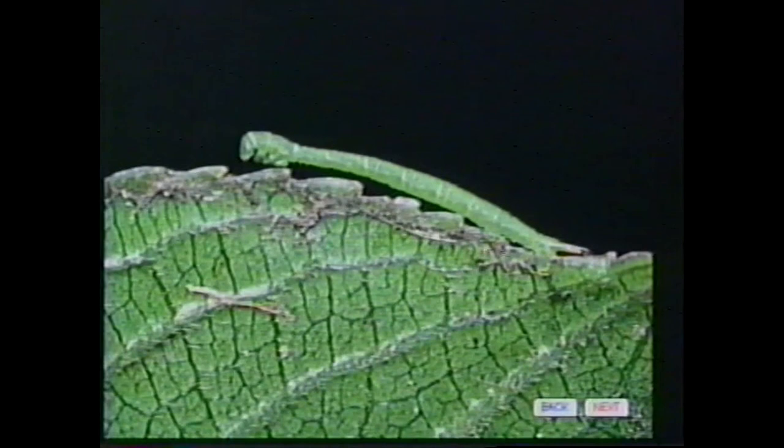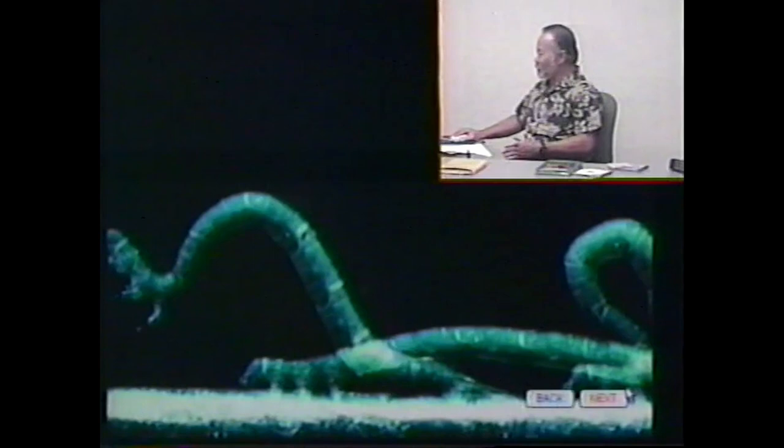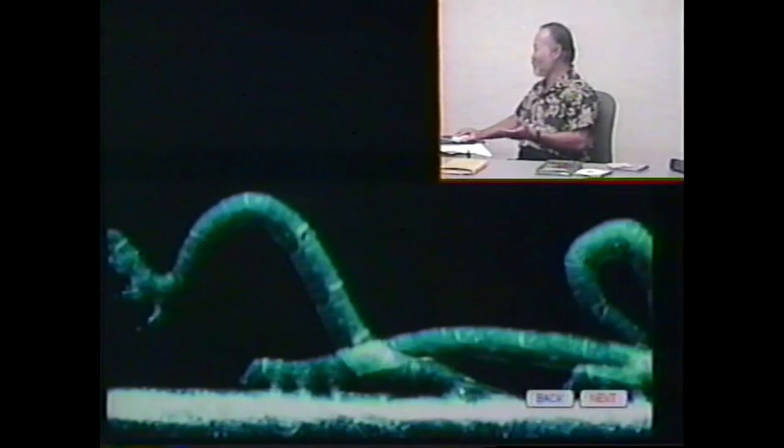Now, in most places of the world, the caterpillars of this family Geometridae are what we call phytophagous. In other words, they're vegetarian. They feed only on plants. And the next shot is a multi-exposure shot, which shows how this caterpillar can measure out perhaps an inch at a time. It's just to show you why it's been called the inchworm.